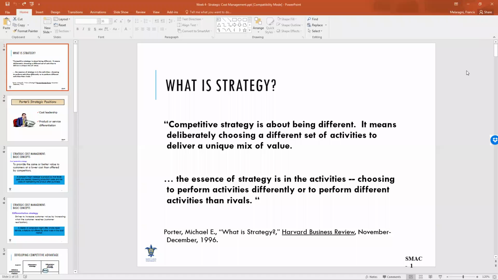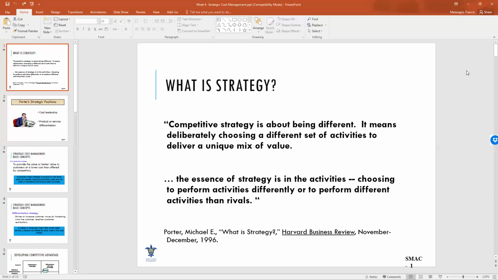So I think it's important that we start out by talking about what is strategy. When we talk about strategy, we really talk about the work that's been led by Michael Porter since the late 1990s. He's still around and he's still very influential when it comes to talking about what strategy is.